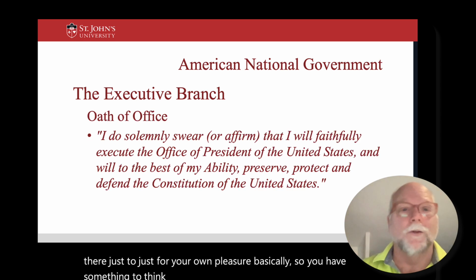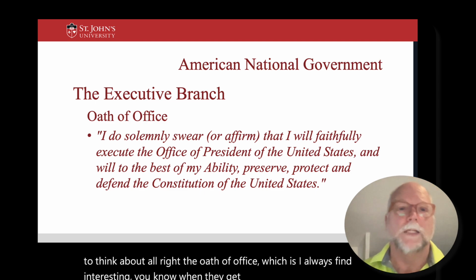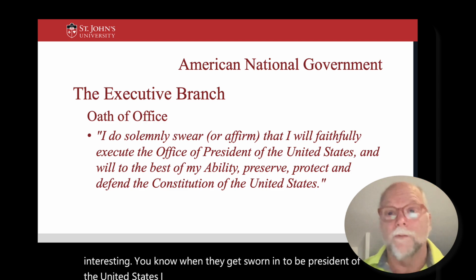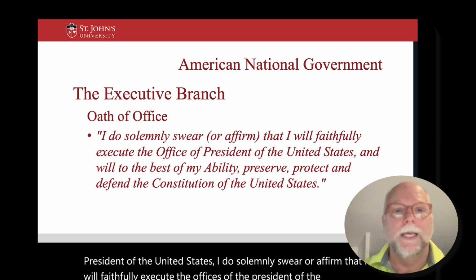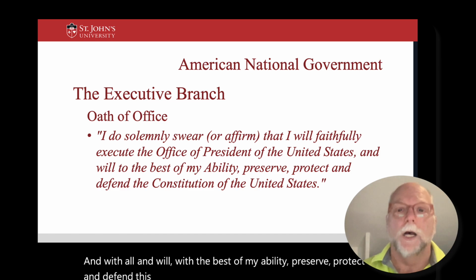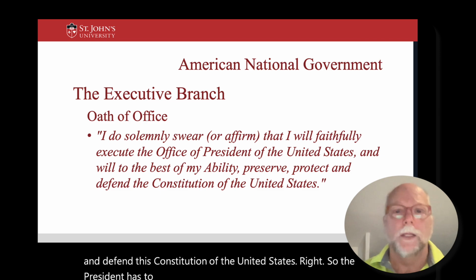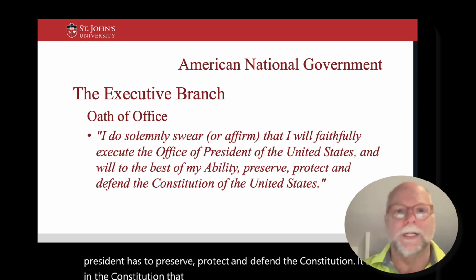All right. The oath of office, which I always find interesting, when they get sworn in to be president of the United States: I do solemnly swear or affirm that I will faithfully execute the office of President of the United States and will, to the best of my ability, preserve, protect, and defend the Constitution of the United States. So the president has to preserve, protect, and defend the Constitution. It's in the Constitution that they need to preserve and protect it.